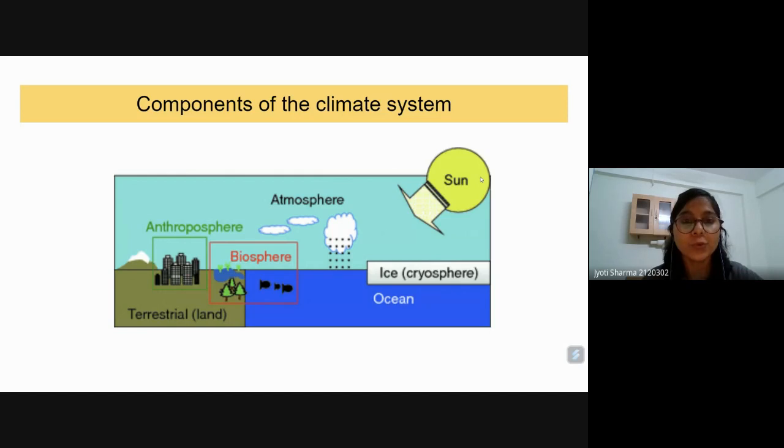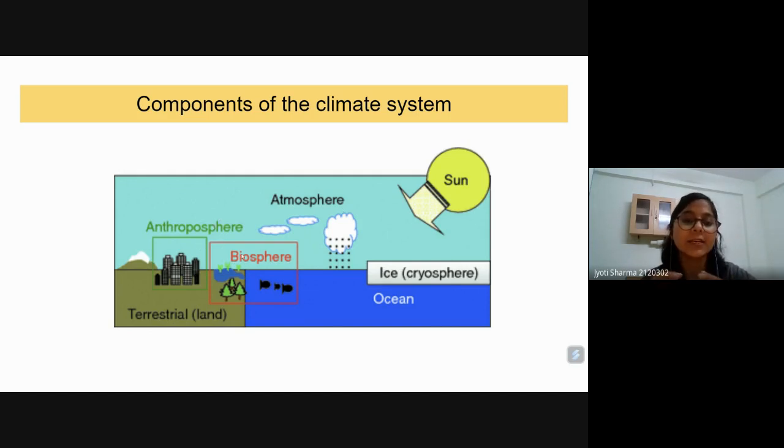Okay, so we have five components of the climate system. The first is the atmosphere, the second is the biosphere, the third is the lithosphere, that consists of the land. Then we have the cryosphere, and then we have the hydrosphere. There is one extra sphere that we have got, that is the anthroposphere, the human modulated sphere. So these are the five components.